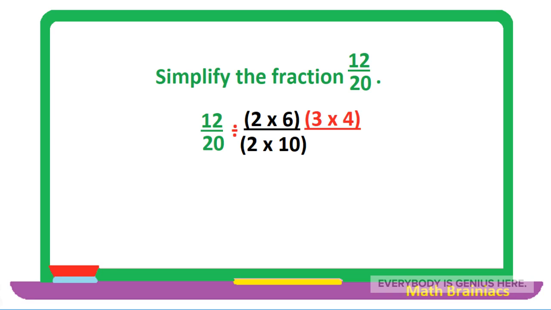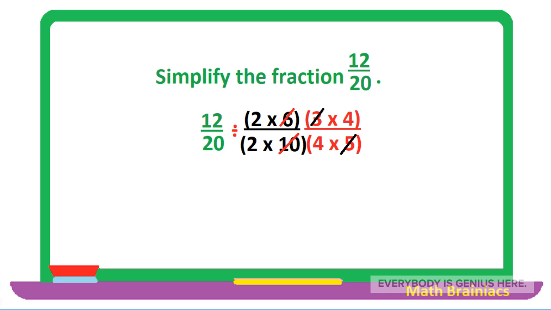Let us move now to the denominator. The factors of 20 are 2 and 10. 4 and 5 are also factors of 20. On the numbers enclosed in parentheses and written in black color, number 2 is the same. So we can cancel out the 6 and the 10. While the numbers enclosed in parentheses and written in red color, number 4 is the same. So we can cancel out the 3 and the 5.